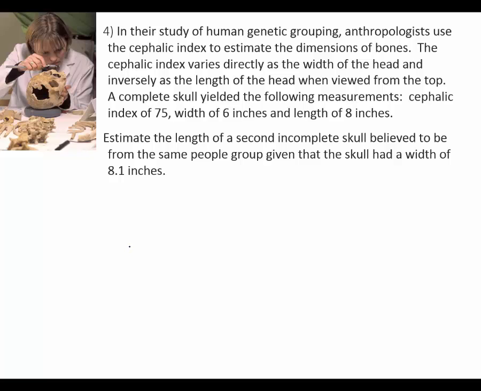In their study of human genetic grouping, anthropologists used the cephalic index to estimate the dimensions of bones. The cephalic index varies directly as the width of the head and inversely as the length of the head when viewed from the top. I'm going to stop there because I have read the relationship between all of the variables. It's in the second sentence.